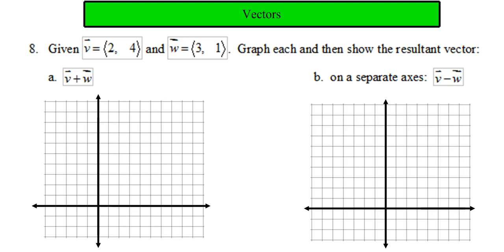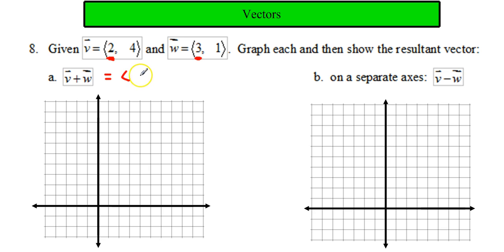Alright guys, checking out this problem: given the two vectors v and w, graph each and then show the resultant vector. Well, for part A, what we're looking at is the combination of these two vectors. This vector tells us that it goes 2 in the x direction. This vector tells us that it goes 3 in the x direction. And so when we combine these two and get v plus w, the combined vector is actually going to go 2 plus 3 in the x direction.